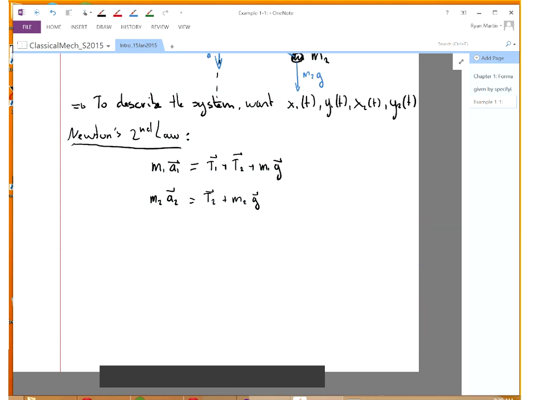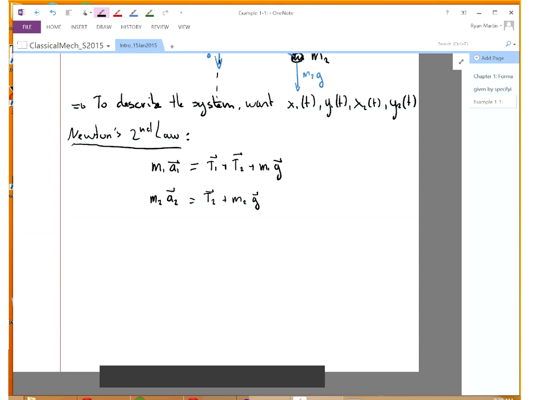So that's how you do it with the second law. Now, remember the goal is to find x1, y1, and x2, y2 as functions of t. So we need to know what those functions of t are. But x1, y1, x2, y2 don't even appear in these equations, right? So let's make them appear. This is a two-dimensional problem, so we'll say everything is constrained to the z equals 0 plane. So we actually have four equations here. Let's write out the x and y components of both of these equations.